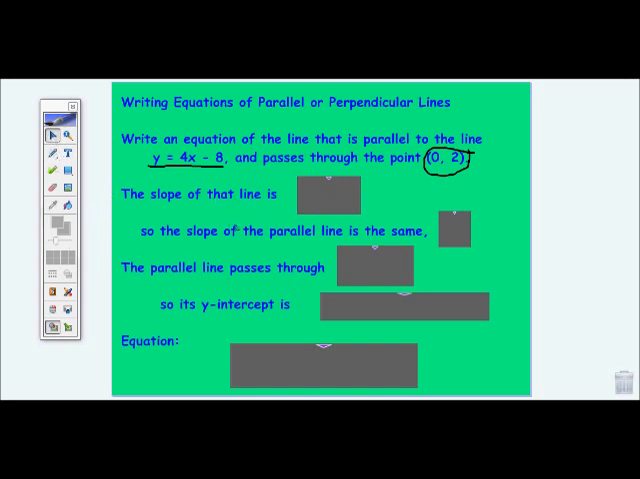The slope of that line, because it is parallel, is going to be the same. So it's going to be 4, or 4x. So the slope of the parallel line is the same. The parallel line passes through the given point, 0, 2. So its y-intercept is in the point 0, 2. 0 is x, so I'm not going to move right or left at all. I'm going to only rise 2. So the y-intercept is going to be 2.